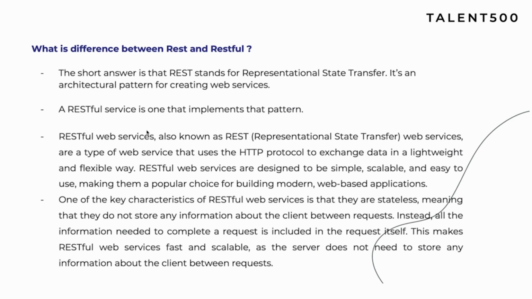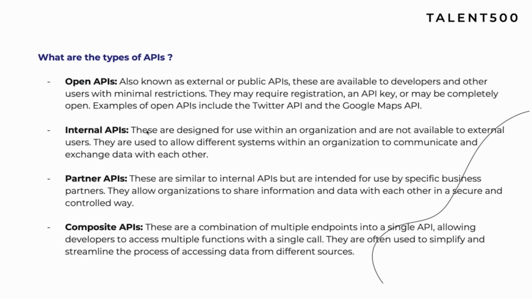But there is a con: you have to always send all the details about your client in every request, right? Now the second one is, what are the types of APIs? This is a very important one. Usually when they ask this one, they want to figure out how much you have worked in real time. In real time, mostly we deal with internal APIs, partner APIs, and open APIs.